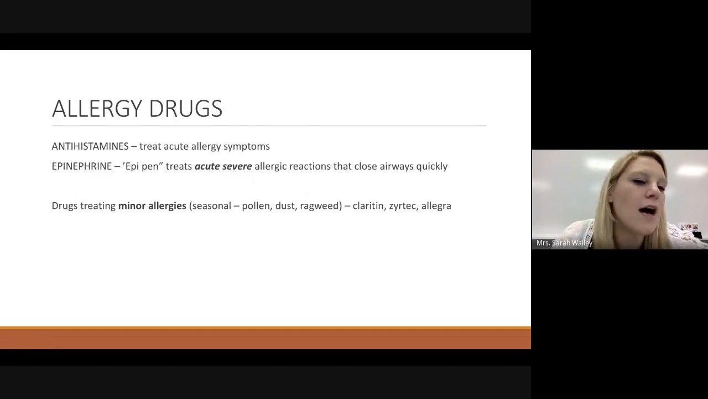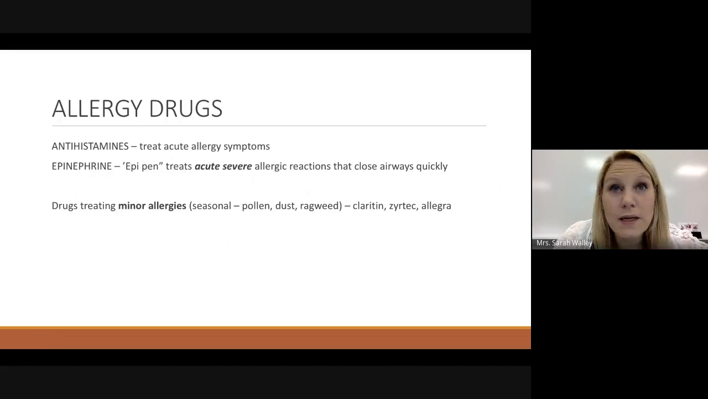We're almost done, you guys. So there's a couple different kinds. The main ones are antihistamines, which treat acute allergy symptoms. And then you have epinephrine, or an EpiPen, you've probably heard of this before, treats acute severe allergic reactions that close airways. So this is something where you will die if you don't have this, the EpiPen.